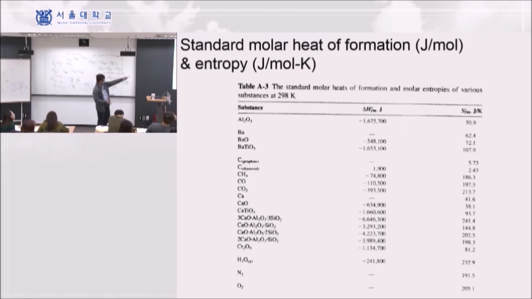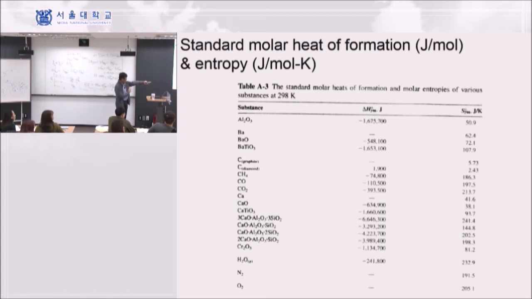And then if you look at graphite and diamond, let's look at these two. For graphite, delta H298 is 0. However, diamond is 1900 joule per mole, so it's a positive number. And then S298 is quite different between these two materials.